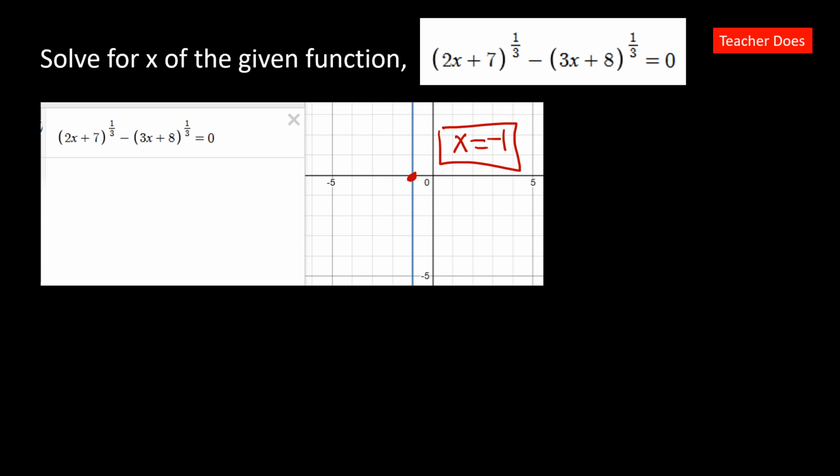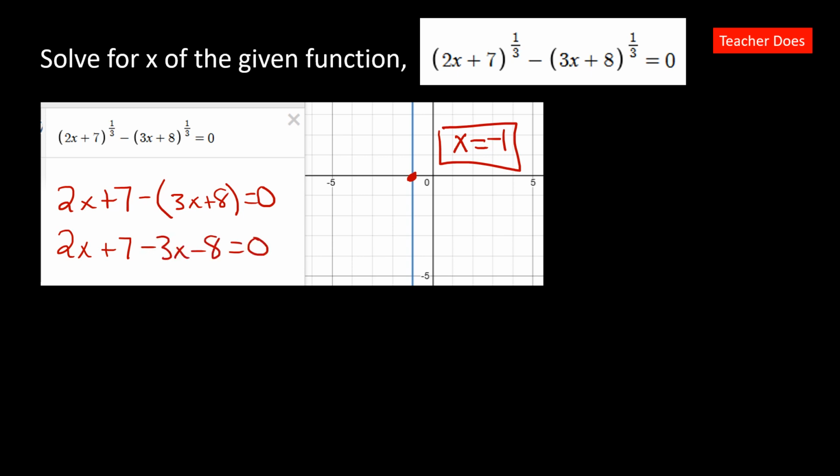Like I said, though, we could essentially just drop these cubes because they are the same, and we could just solve for 2x plus 7, minus, and don't forget that minus goes for everything inside the parentheses here, minus x plus 8 equals 0. We could then go 2x plus 7 minus 3x minus 8 equals 0. We can combine like terms. We get 2x minus 3x is negative x equals 7 minus 8 would be -1.